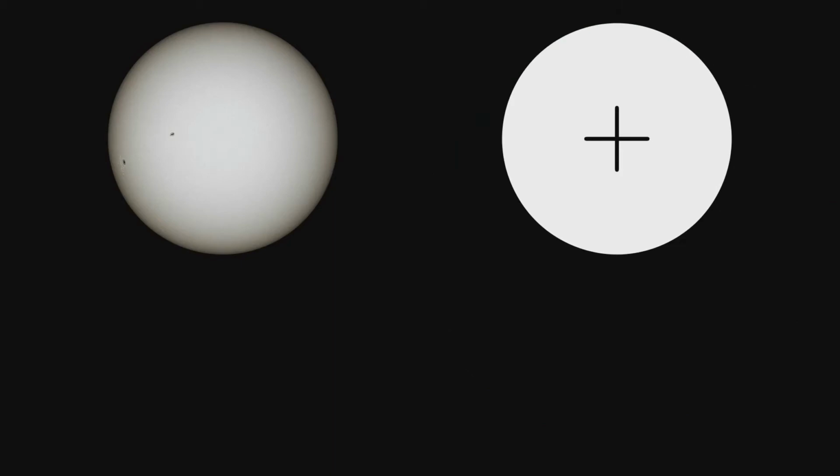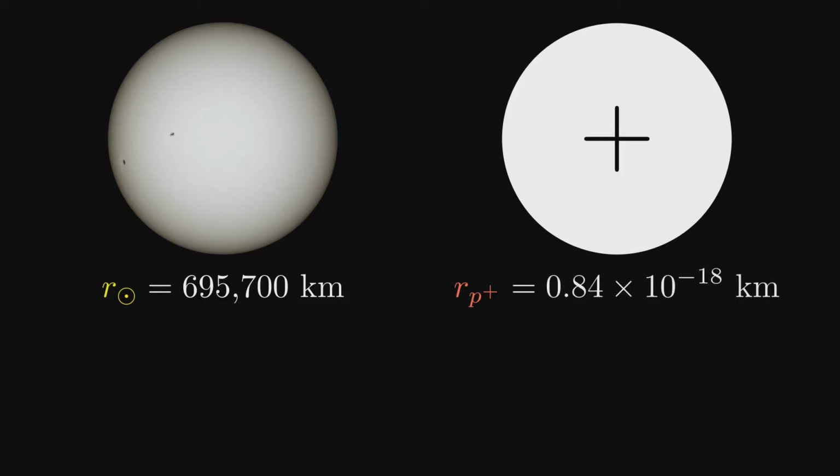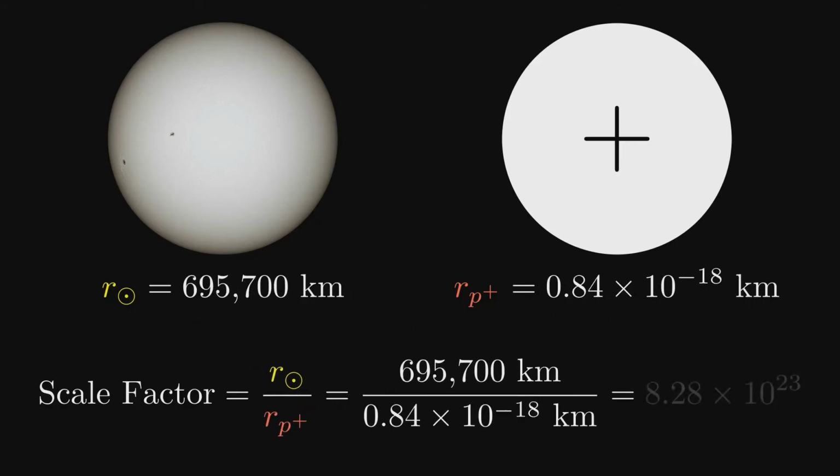In 2015, the International Astronomical Union passed Resolution B3, setting the nominal radius of the sun, when used as a conversion factor, as exactly 695,700 kilometers. Now, there is debate about the radius of the proton, but recent research suggests it is near 0.84 times 10 to the negative 18th kilometers. Comparing the two results in a scaling factor of 8.28 times 10 to the 23rd. If the proton radius is scaled by that factor, then so is the Bohr radius.